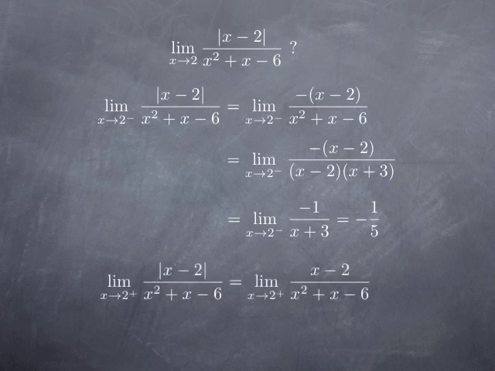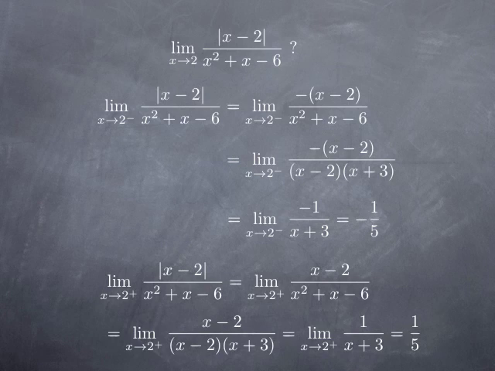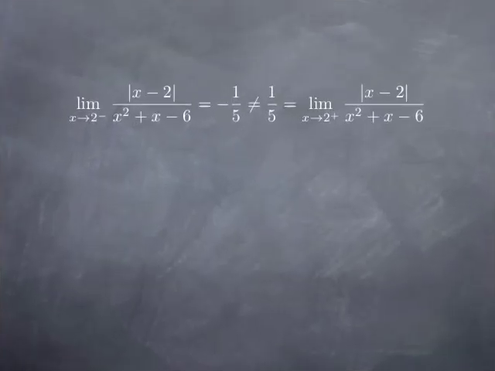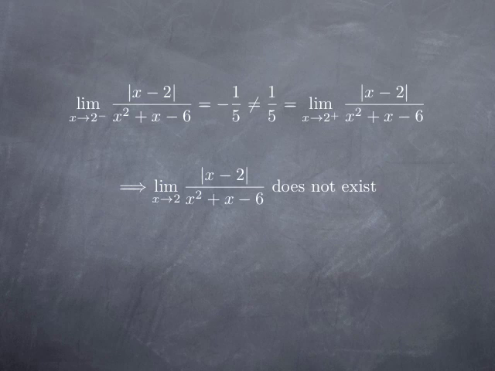From the right, x is approaching 2 and is greater than 2. If x is greater than 2, x minus 2 is positive, and therefore absolute value of x minus 2 is x minus 2 itself. Again, we end up with a quotient of two polynomials that are both 0 at 2. So we have a common factor x minus 2, and after cancellation we obtain the limit at 2 of 1 over x plus 3, which is 1/5. You see that we find 1/5 from the right, negative 1/5 from the left, so different one-sided limits. If we have different one-sided limits, then the regular limit at 2 does not exist.